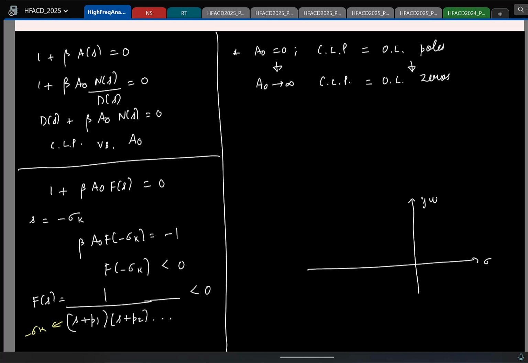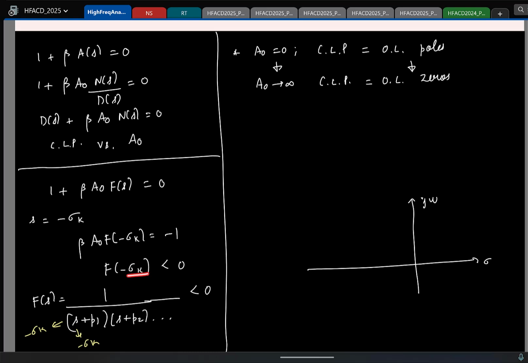Odd number of terms has to be less than 0, so that the effective product is less than 0. So here I am putting, let us say, minus sigma k. If the first term has to be less than 0, what can you comment about p1? P1 should be smaller than sigma k or larger than sigma k? If this has to be less than 0, what can you say about p1 and sigma k? P1 must be less than sigma k. Fine. So that's the other translation.